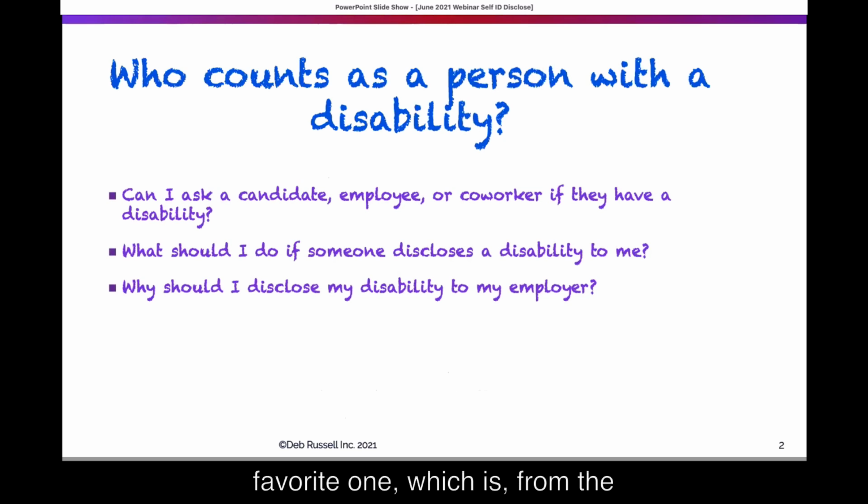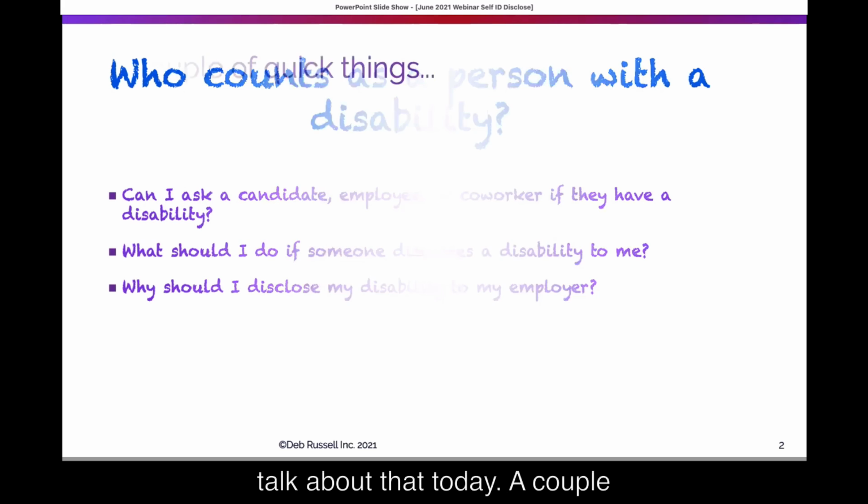And then my favorite one, which is from the employee's point of view, why should I disclose my disability to my employer? These tend to be the big questions, the big elephant in the room related to disclosure and being able to tell whether somebody has a disability. So we're going to talk about that today.